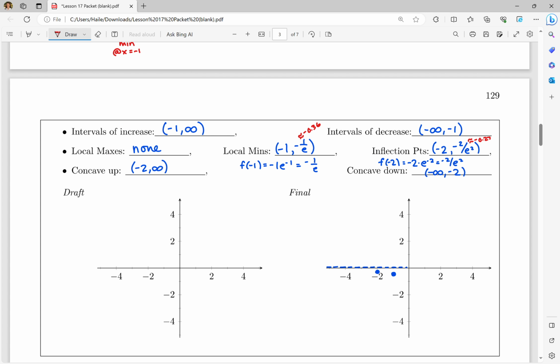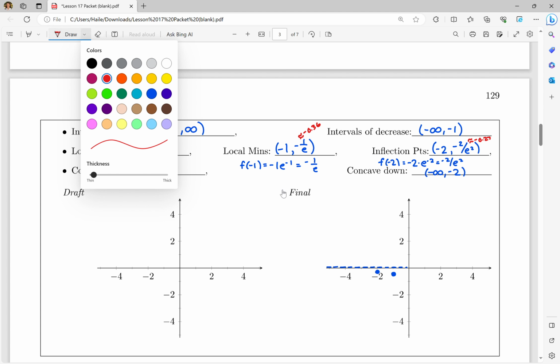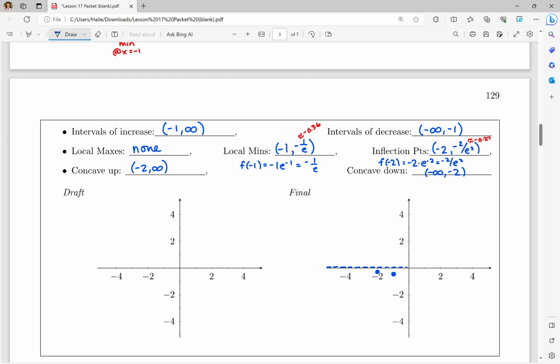All right, so now we need to actually draw in what our graph looks like. So this is going to be kind of tricky because our points are close together, but we can do it. All right, so we're concave up from negative 2 to infinity, and we're decreasing.